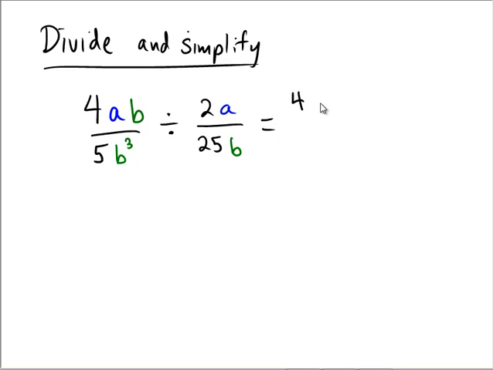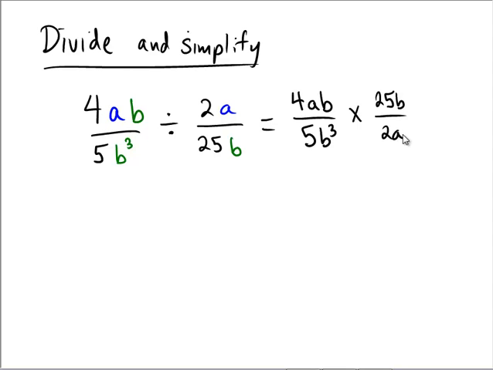So 4ab over 5b cubed. Then in the second element we have a division by a fraction, so I'm going to end up multiplying by 25b over 2a. So I kept the first one the same and I did a reciprocal on the second one.